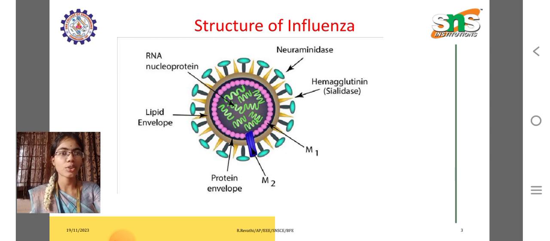Structure. The basic structure of an influenza virus includes nucleic RNA, nucleoprotein, lipid envelope, and protein envelope. Present in the influenza virus are neuraminidase, hemagglutinin, sialic acid, protein envelope, M2 and M1. These are the layers surrounding the influenza virus.